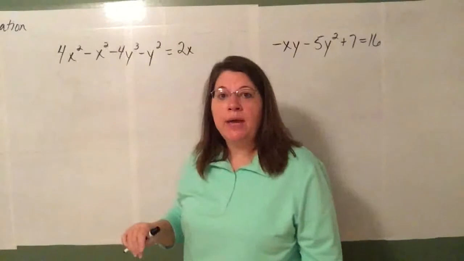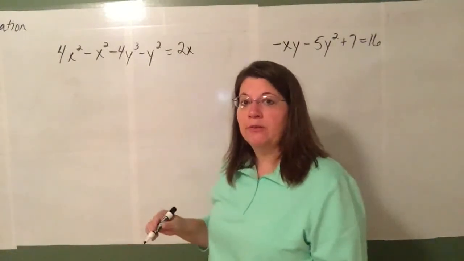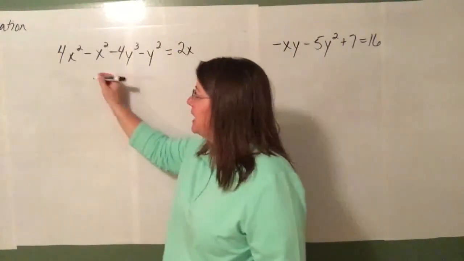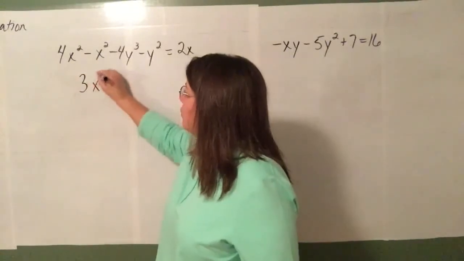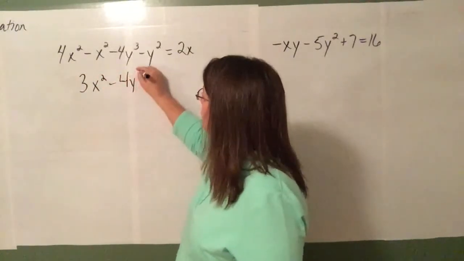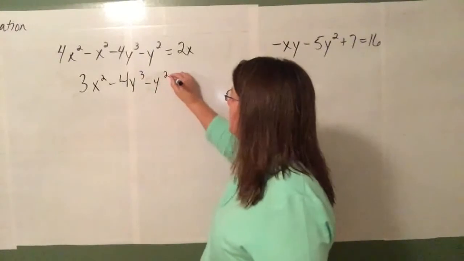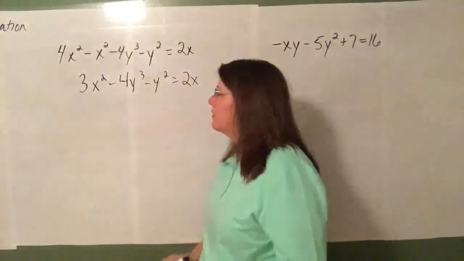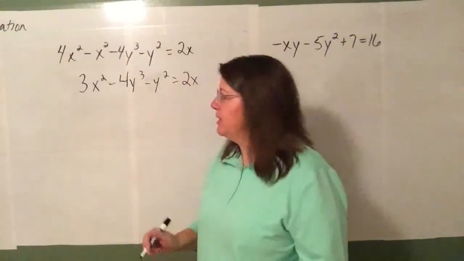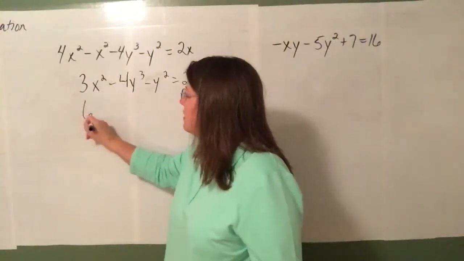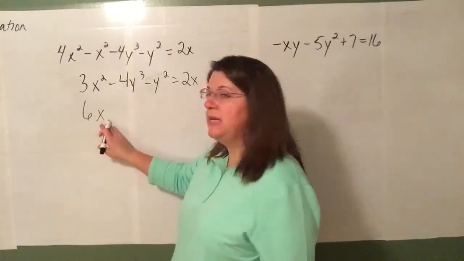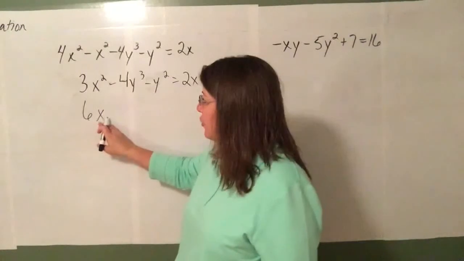Looking at this one, notice we've got two x squared terms. It is okay to go ahead and add the like terms before you take the derivative. It's not going to change the value of anything. So that would be 3x squared minus 4y cubed minus y squared equals 2x. And then if we take the derivative implicitly, that would be a 6x.